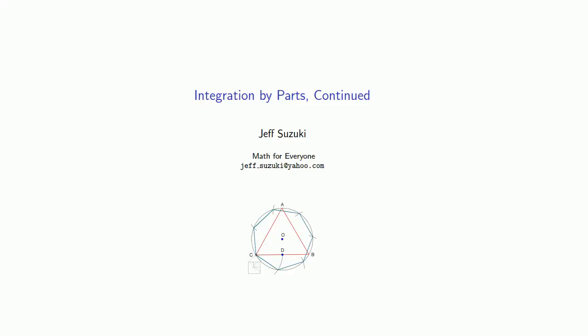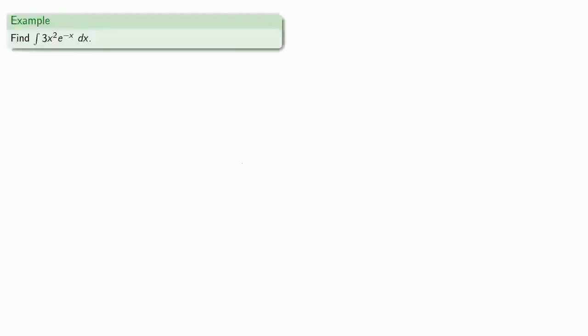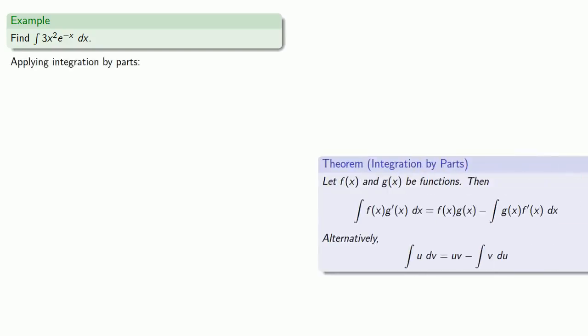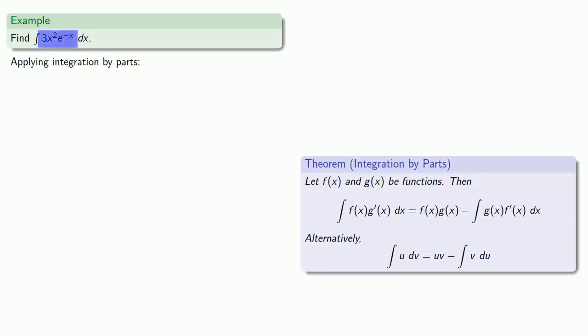So there's a couple of special cases of integration by parts that we'll take a look at. So let's try and find the integral of 3x squared e to minus x dx. So we'll want to split this integrand into a product of f of x and g prime of x. And so if I take f of x equals 3x squared, then g prime of x must be e to the minus x.